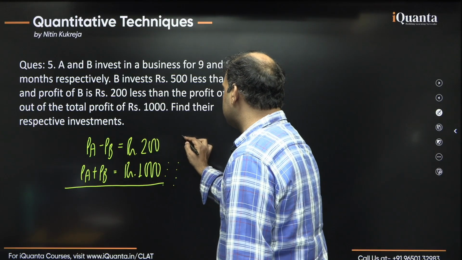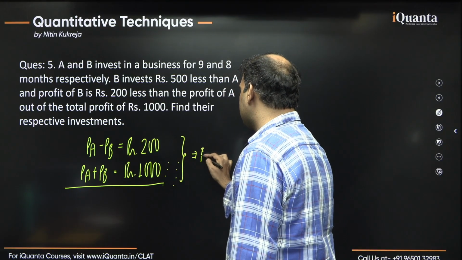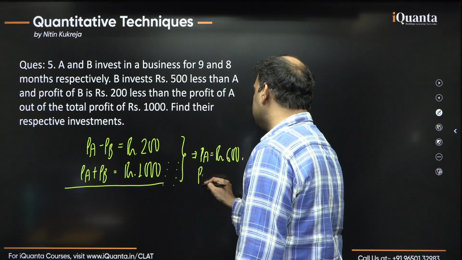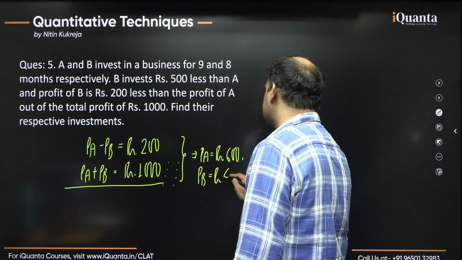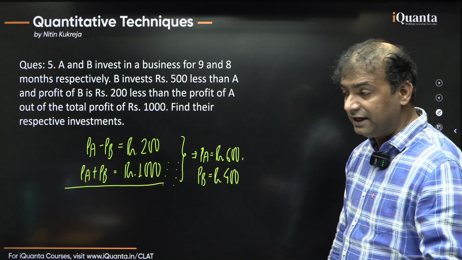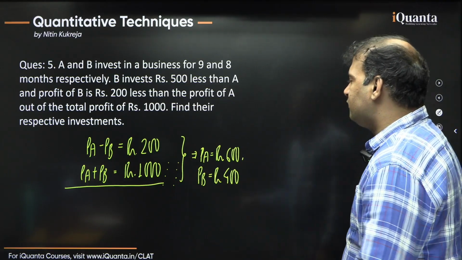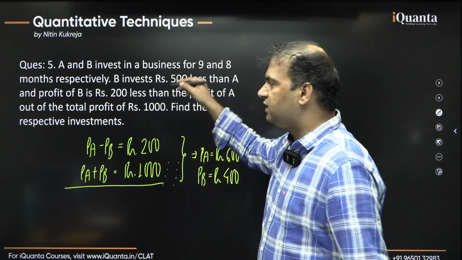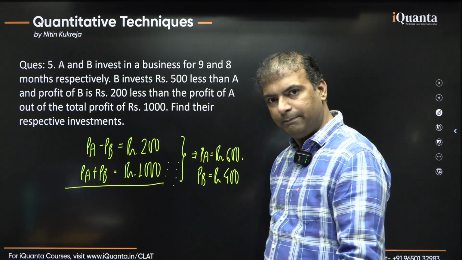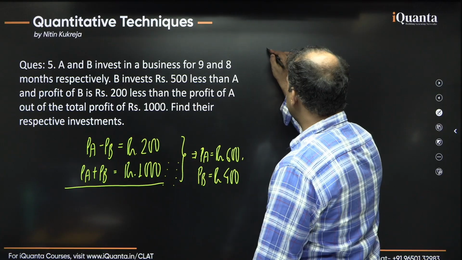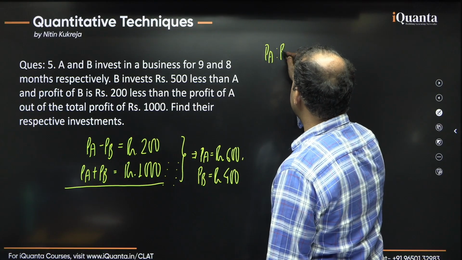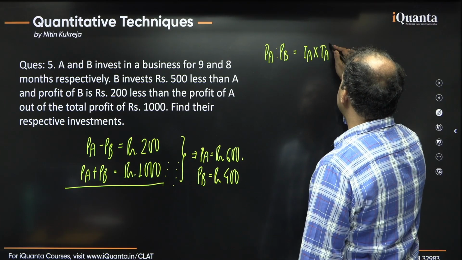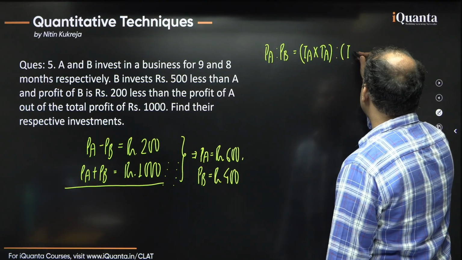So we shall say with the help of this that the profit of A must be 600, and the profit of B must be 400. Simple, right? So this is how we got the profits of A and B. And guys, now we will start working on the same logic. Remember, they are not investing for the same time period. That means this is also the compound partnership. Let me write the logic of the compound partnership. That means PA is to PB is IA into TA is to IB into TB.